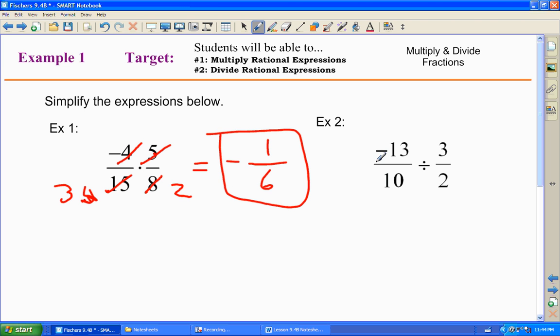Okay, I'd like you to work out example 2 on your paper with your partner, and don't forget that you must first flip this thing here and do the math there. Okay, so take a minute, work that out with your partner.